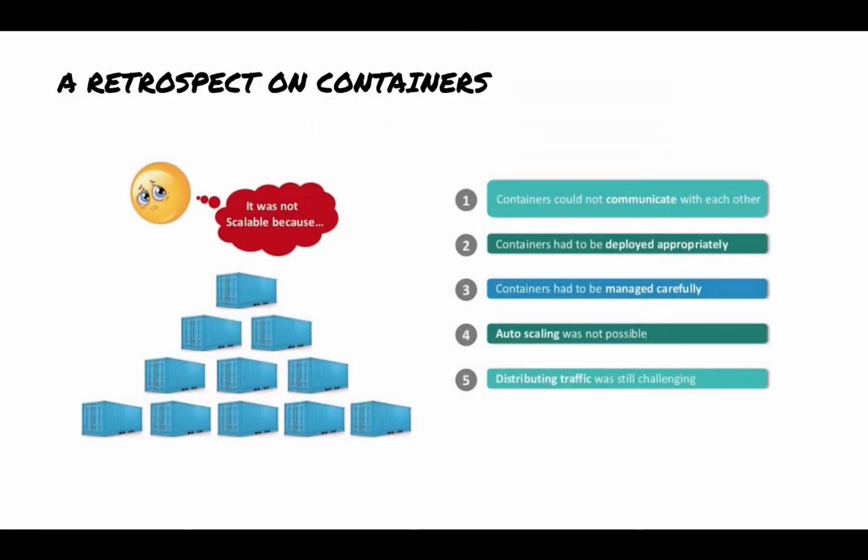What more problems could arise because of this? Because it was not scalable. Containers could not communicate to each other. This is another problem the Docker world faces. Say you have 10 containers, and you cannot obviously deploy them on the same physical host.